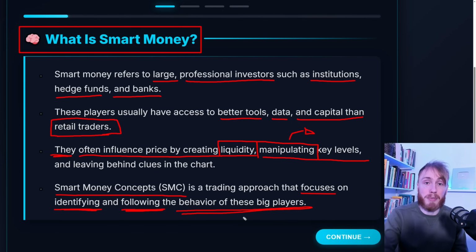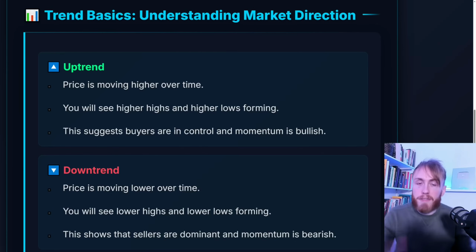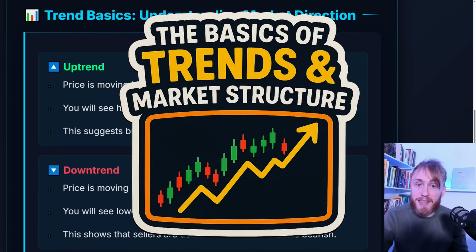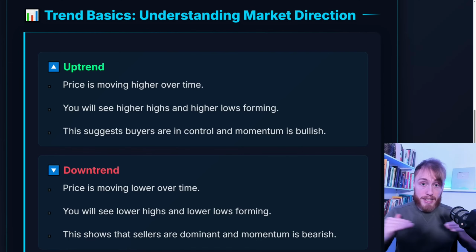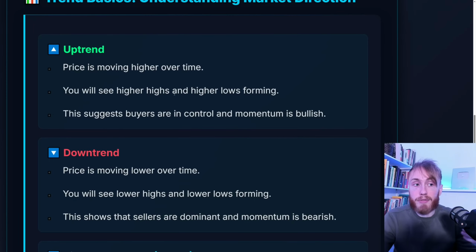All right, so the very first thing we need to learn here is the basics of trend and market structure, because these simple concepts are the foundation for the other concepts. So you really need to understand basic trend in order to use the other concepts. So let's just begin here by taking a look at the different kinds of trend states, and then I will show you guys some important things about them.